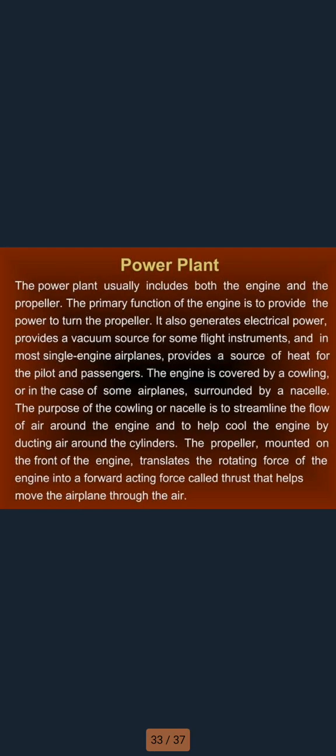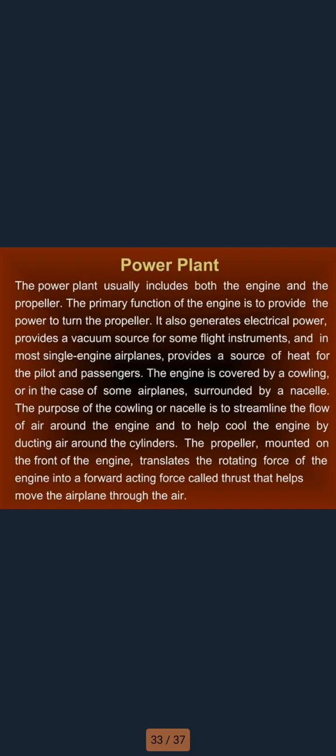Power plant. The power plant usually includes both the engine and the propeller. The primary function of the engine is to provide the power to turn the propeller. It also generates electrical power, provides a vacuum source for some flight instruments, and in most single-engine aeroplanes provides a source of heat for the pilot and passengers.